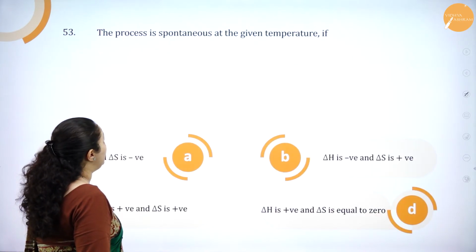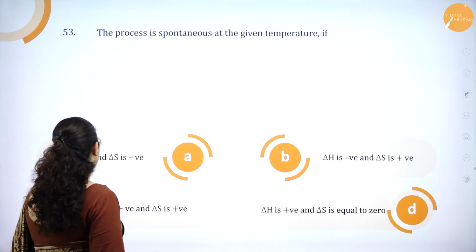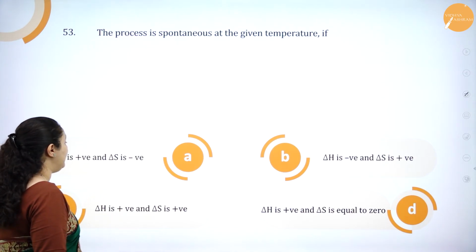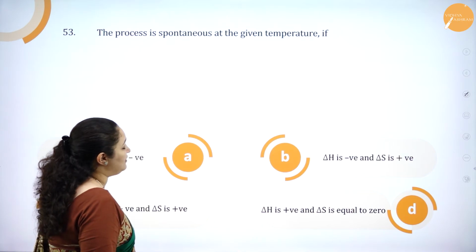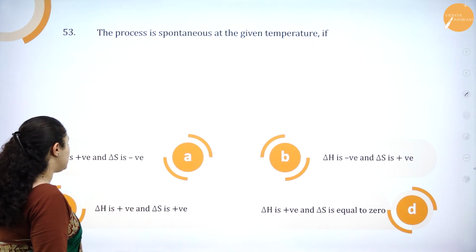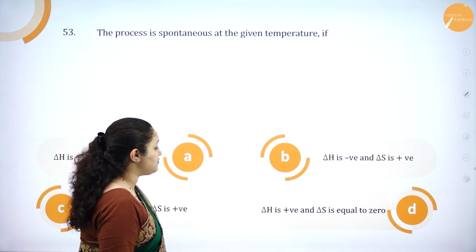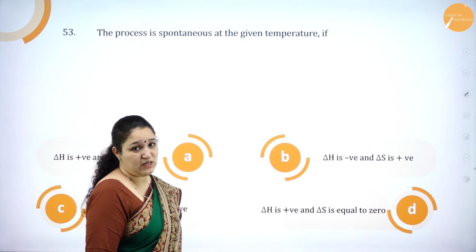The process is spontaneous at the given temperature if delta H is positive and delta S is negative, delta H is negative and delta S is positive, delta H is positive and delta S also is positive, delta H is positive and delta S is equal to 0.